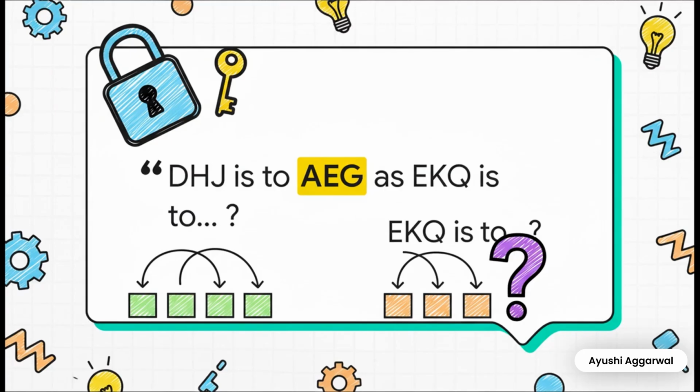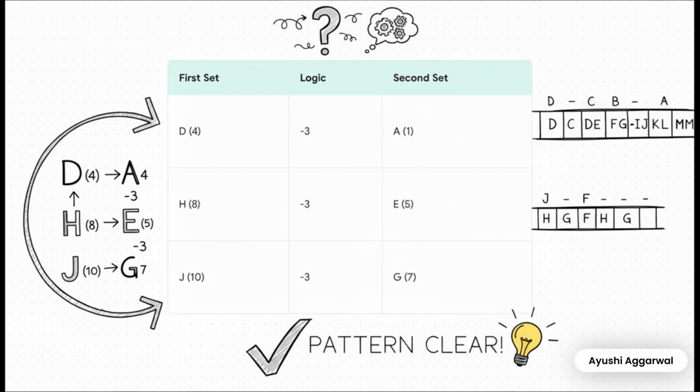So here's the next mission, should you choose to accept it. It's a code-breaking challenge. The question is, if DHJ is coded as AGE, then using the same logic, what is the code for EKQ? This is a classic analogy question. We just need to figure out the logic of the first pair and apply it to the second. Now, this slide is really interesting because it breaks down the pattern so visually.